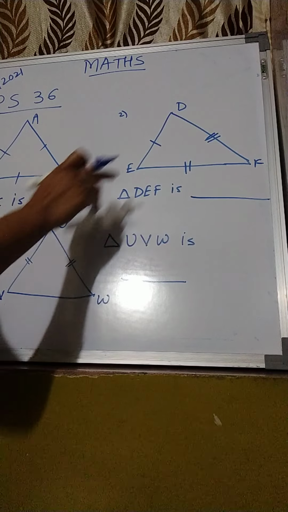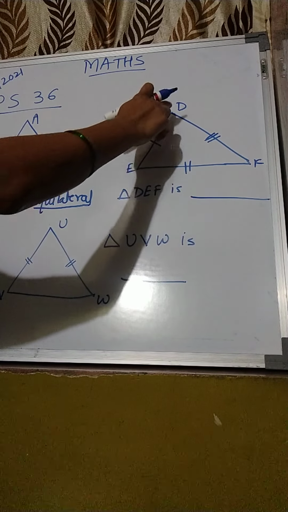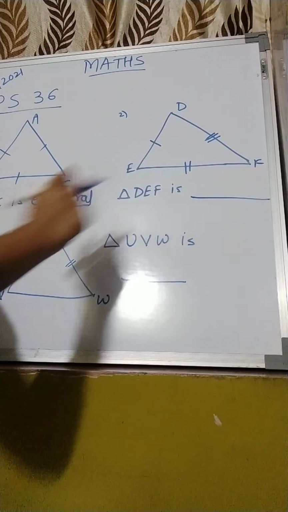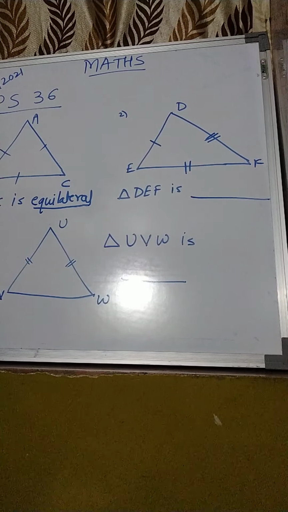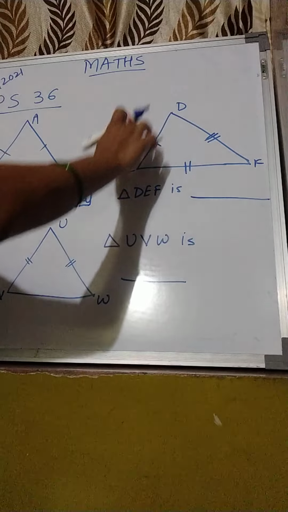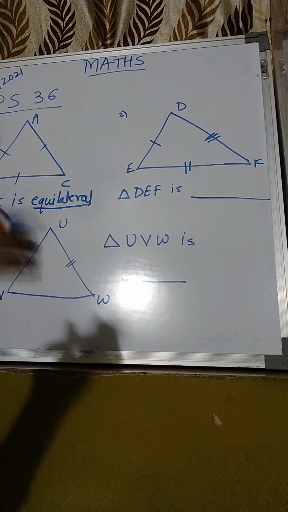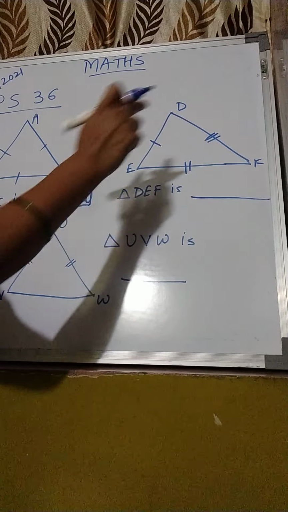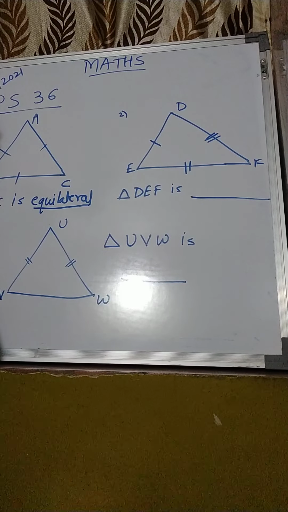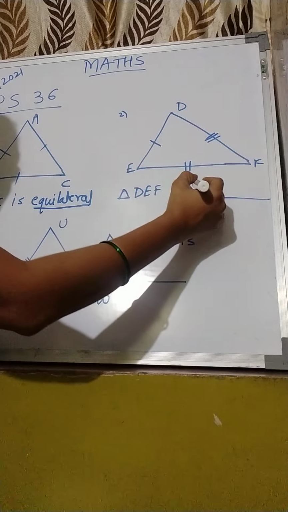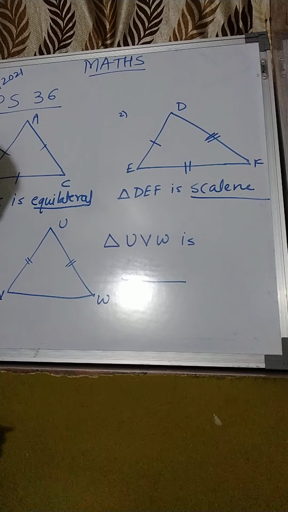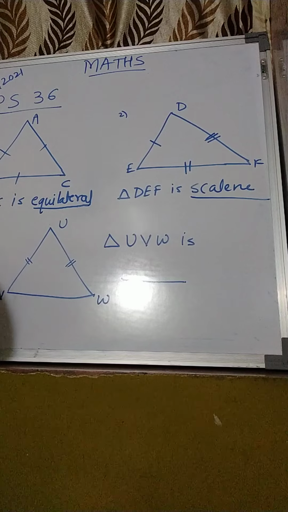Second one, see, on DE only one line is there. On EF, two lines are there. On DF, three lines are there. It means all sides are of different units or different scale. That's why this type of triangle is known as scalene. What is it called? Scalene.